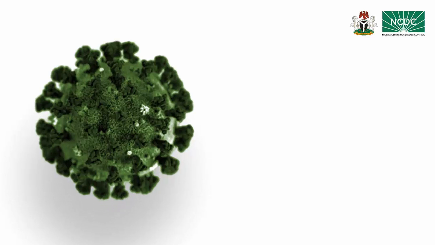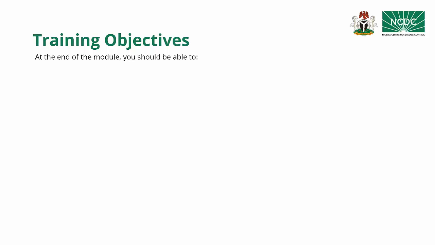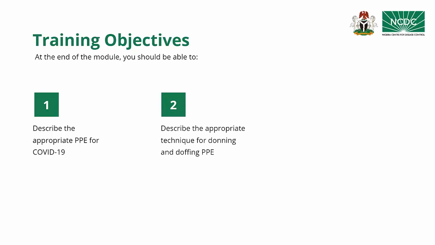This module provides a description of the appropriate personal protective equipment that is to be worn when interfacing with patients that have been identified as suspected or confirmed cases of COVID-19. At the end of this module, you should be able to describe the appropriate PPE for COVID-19, describe the appropriate technique for donning and doffing PPE, and describe the concept of risk assessment for PPE.